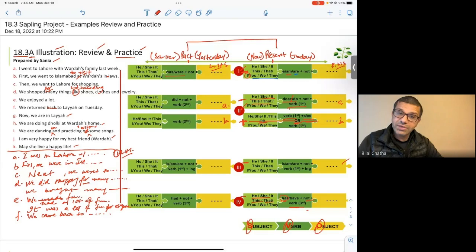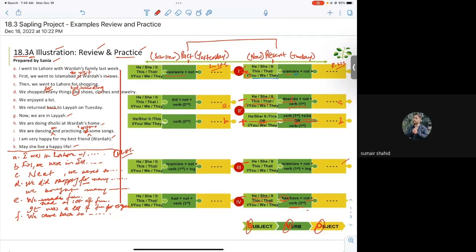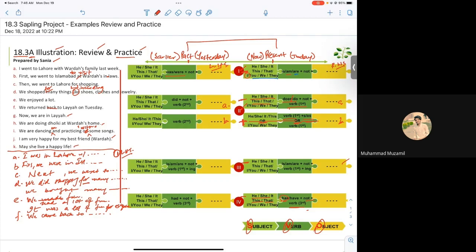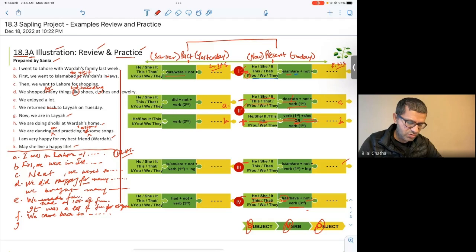Okay. Any other way to say this? Sumer. Sir, I was going to say the same: we came back to Laya. Okay, good. Muzammal. Yes sir, I also was going to say the same, came back. Okay, next is now we are in Laya.